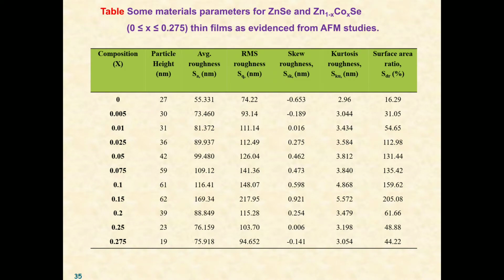In this table, we have shown some material parameters for ZnSe and Zn1-xCoxSe thin films in the range 0 ≤ x ≤ 0.275, as evidenced from AFM studies.